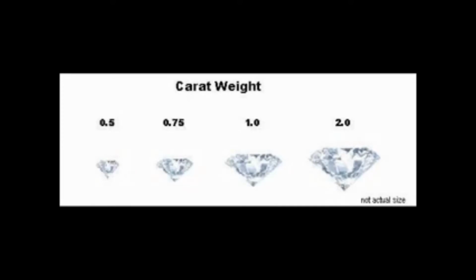Let's look at the diamond's second C. Carat weight is a diamond's unit of measurement. Price per carat will rise due to rarity, so a 1-carat diamond will demand a higher price than 2 half-carat diamonds, with all remaining C's being equal. 1 carat is equal to about 0.2 grams, and 1 gram is equal to about 5 carats.